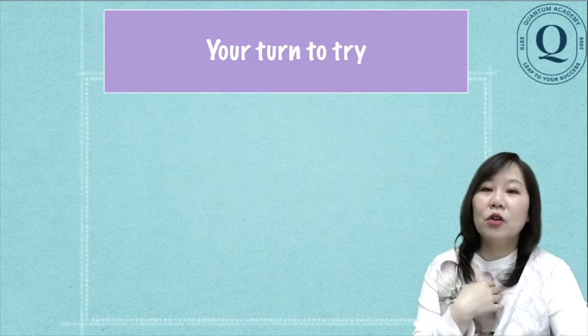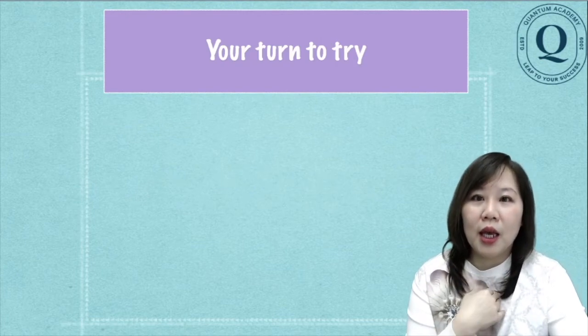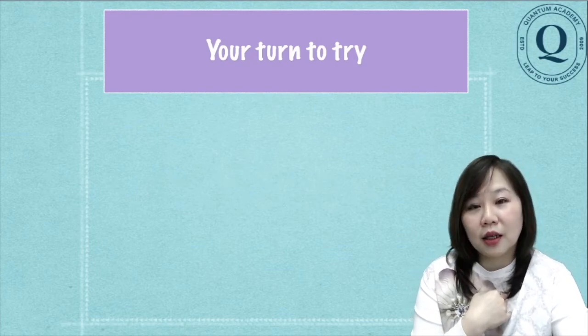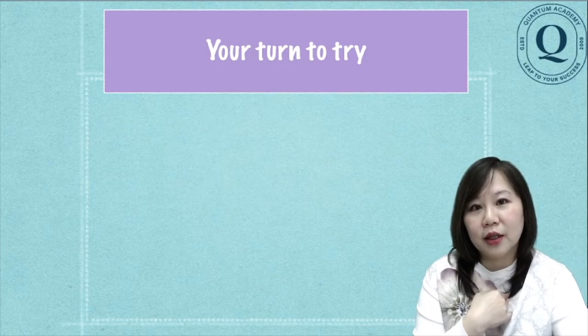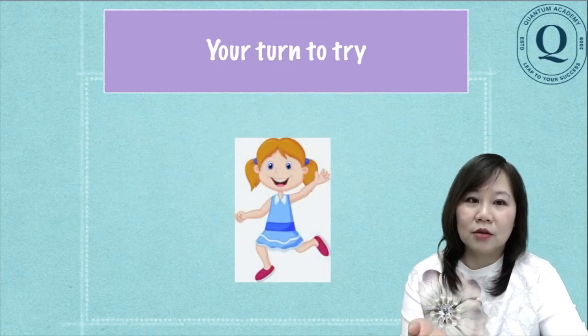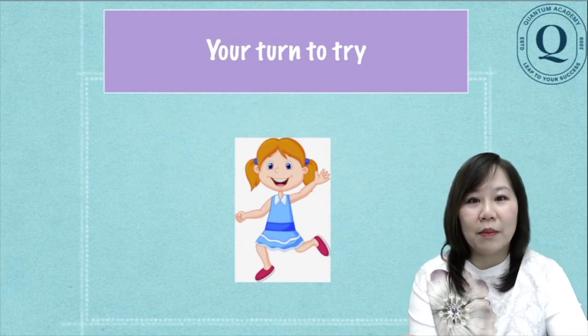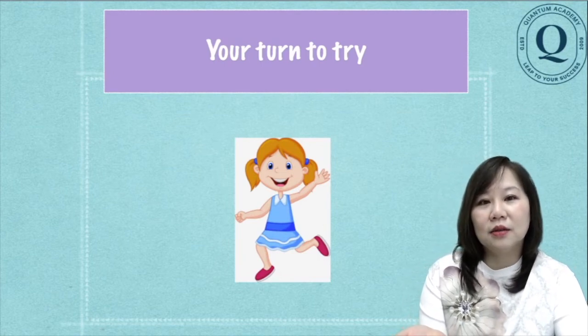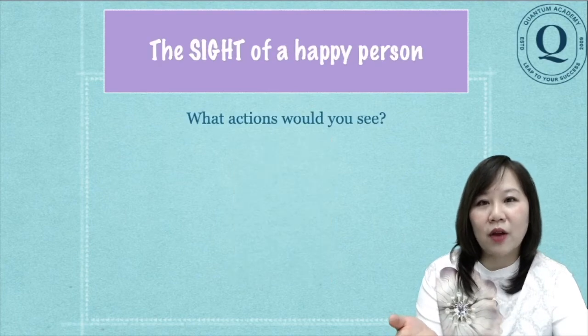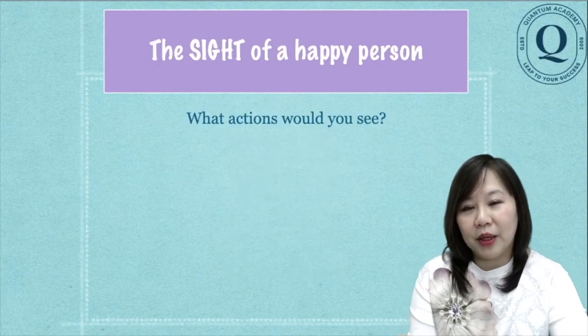Okay, so now you know you can use imagery in your writing. So it's your turn to try. So let's use this happy little girl, the happy Emma. We just used the sad Emma. Now we have a happy Emma. So what do you see in this picture? What kind of actions would a happy person have?